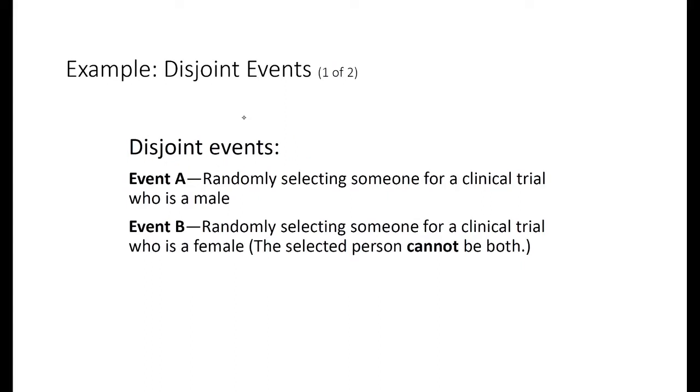Another example: event A is randomly selecting someone for a clinical trial who is male, and the second event is selecting someone who is female. When you randomly select a person for a clinical trial, that person has to be either male or female. It cannot be both. So these two events A and B are mutually exclusive, also called disjoint events.